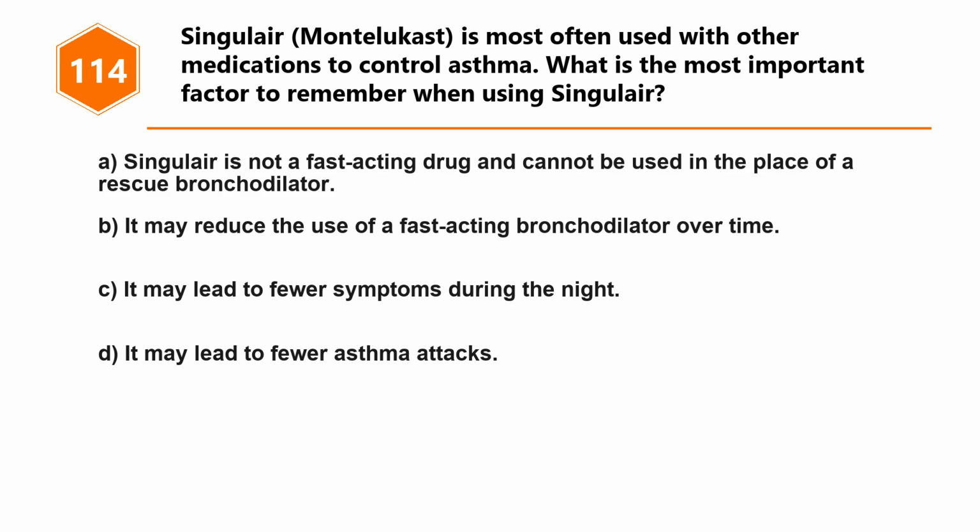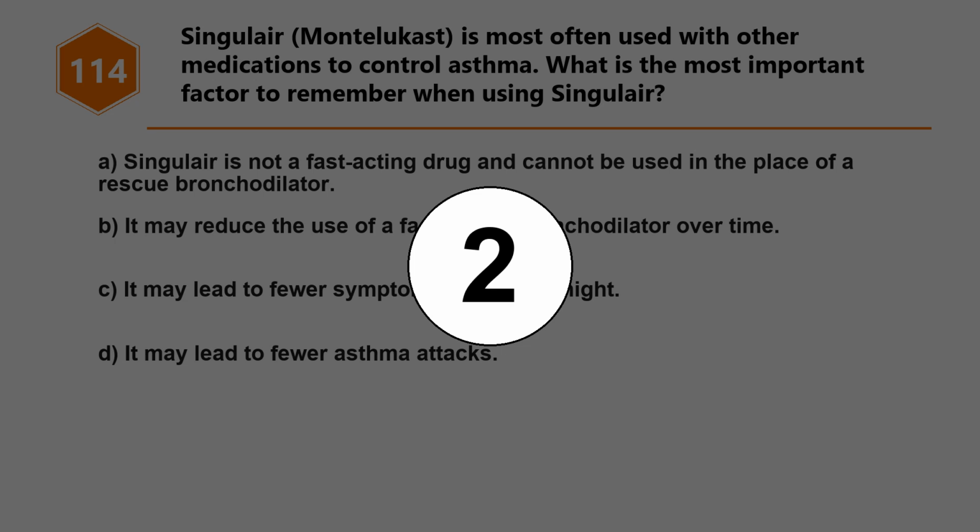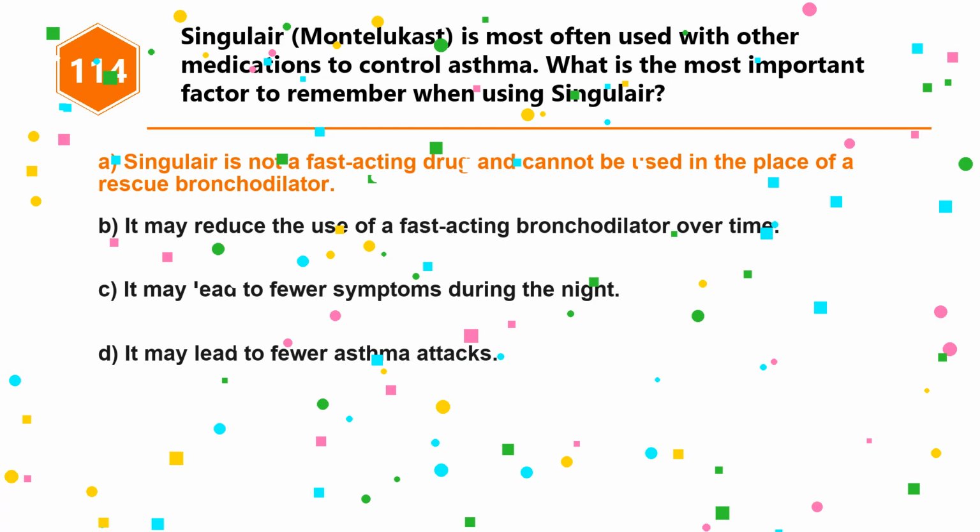Option A, Singulair is not a fast-acting drug and cannot be used in the place of a rescue bronchodilator. Option B, It may reduce the use of a fast-acting bronchodilator over time. Option C. It may lead to fewer symptoms during the night. Option D. It may lead to fewer asthma attacks. The correct answer is option A. Singulair is not a fast-acting drug and cannot be used in the place of a rescue bronchodilator.